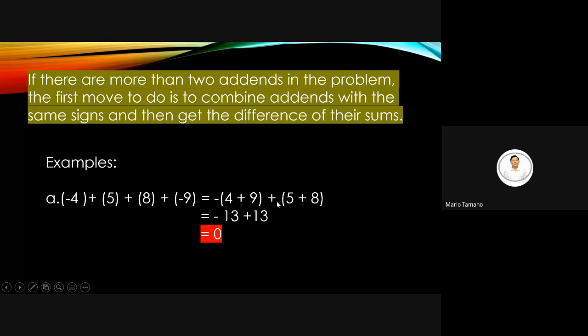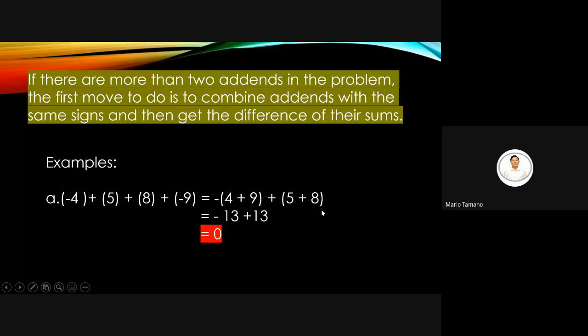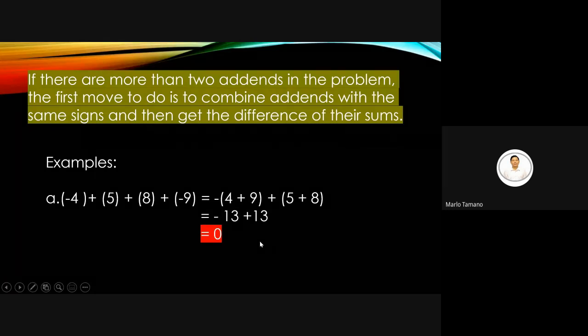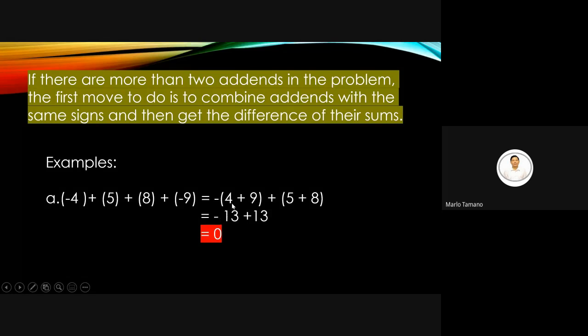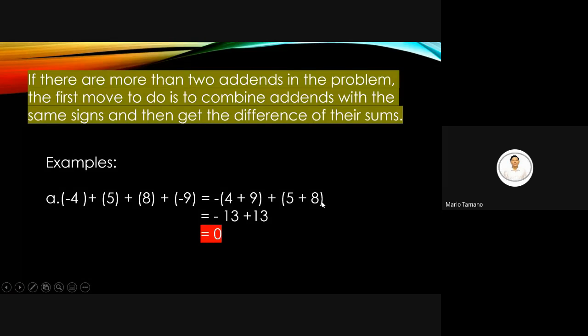Huwag na ninyo lagyan ng positive dyan kasi plus din naman yung ating operation. So we have parenthesis 5 plus 8. Then close parenthesis. Alright? So you bring down the negative. Then 4 plus 9, combine these two addends, 4 and 9, no? Pagsamahin niyo po or pagplasin, so that is 13. So we have now negative 13 plus 5 plus 8.